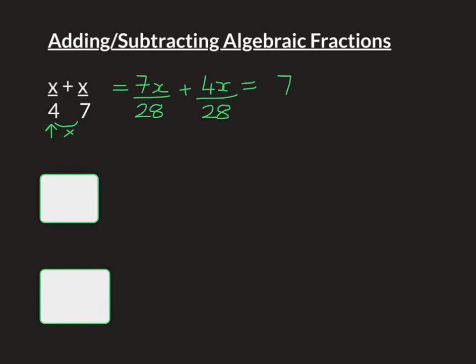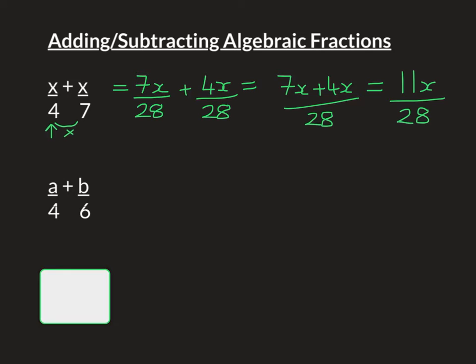Now I combine the tops because they are over the same denominator. And don't forget, if you can, that top we need to simplify. 7x plus 4x is 11x. And that's me done with that one. Nothing else happens to it. This one, well, actually, no, let's go through it.